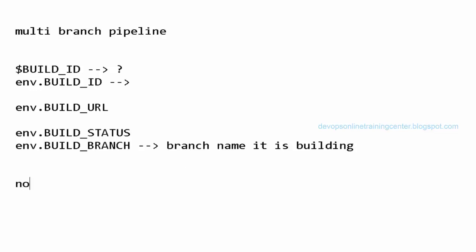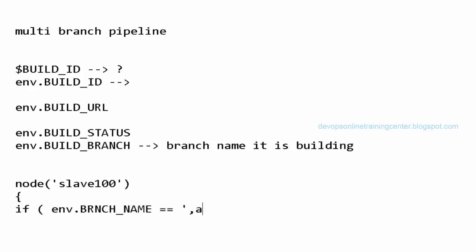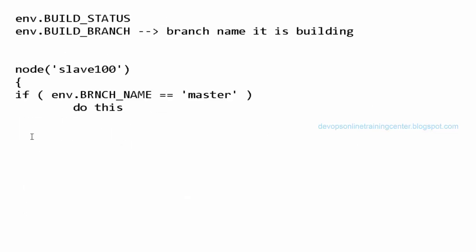So let me start writing my Jenkins code. I'll give node slave 100, right? Then I start writing code: open the braces, and if env.BRANCH_NAME is equal to master, do some behavior which we discussed above. In the same way, else if, this is all Groovy syntax.